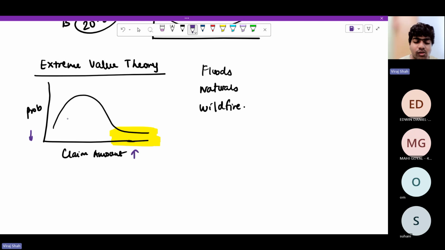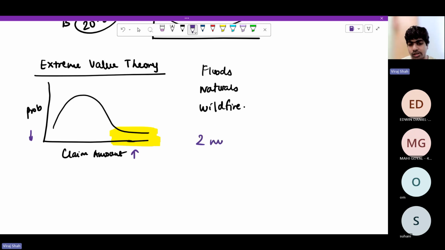In normal loss distributions, what we study is this, which happens on a regular basis. We have a lot of information about this. But in extreme value theory, the catastrophic events are not happening regularly. We have very little data to study from, correct? And that is why extreme value theory becomes very important.